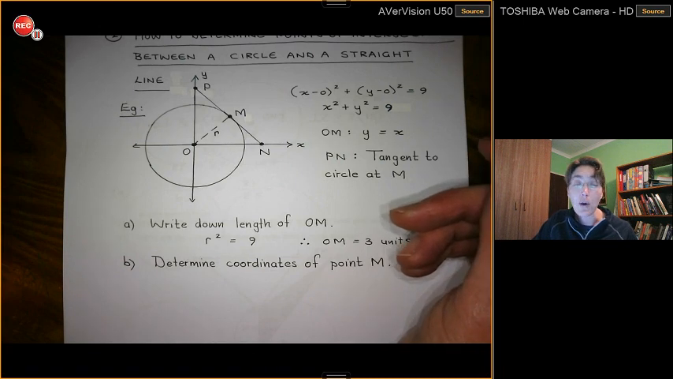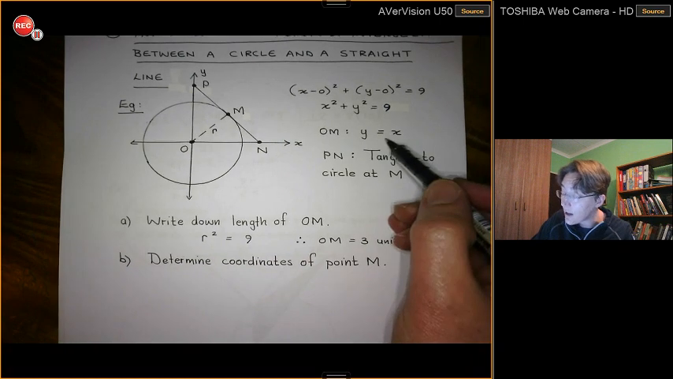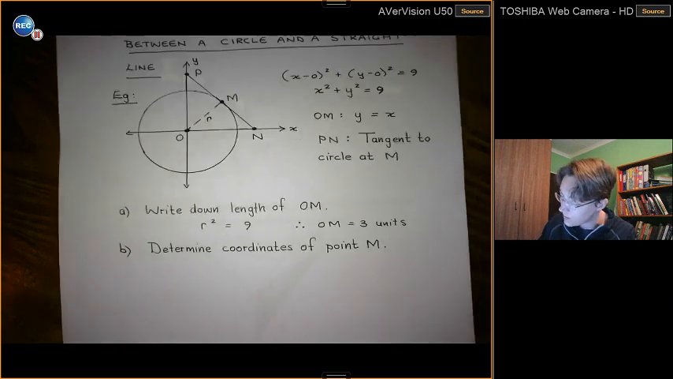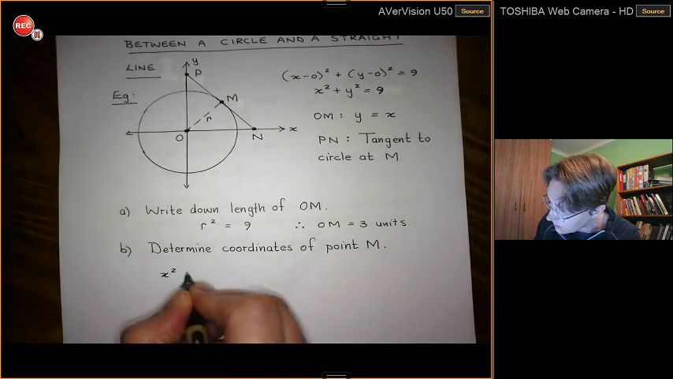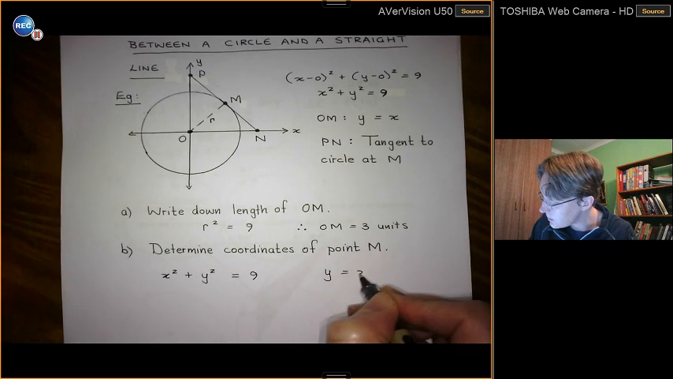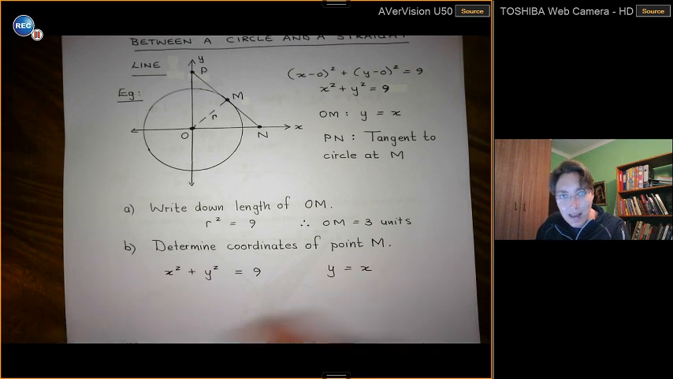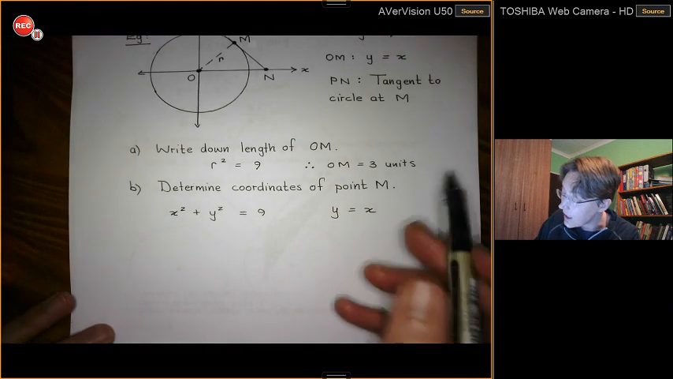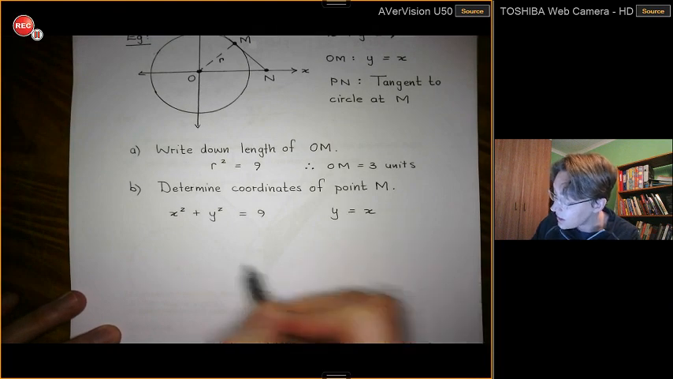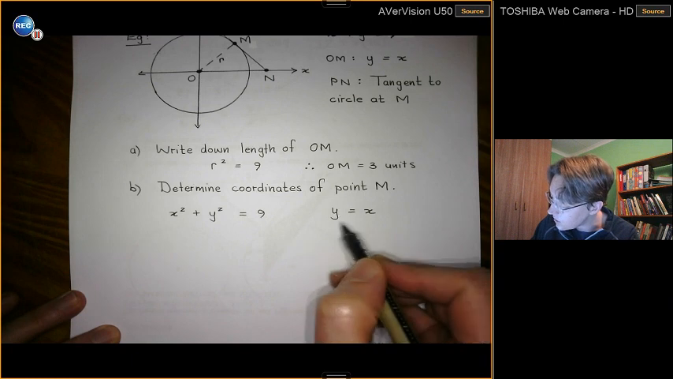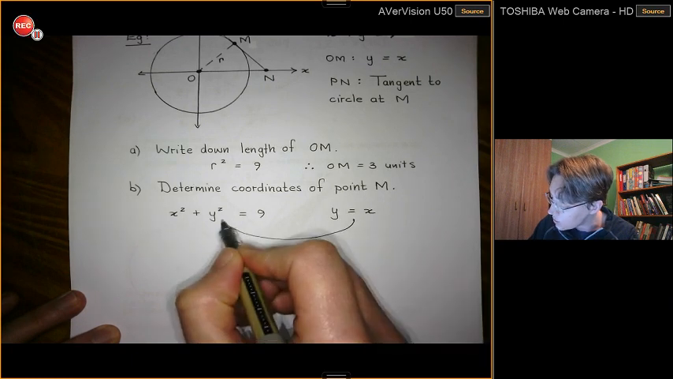I have to now solve the equation of the line, in this case y is equal to x, and the equation of the circle simultaneously to find where the two cut each other. So I've got x squared plus y squared is equal to 9, and I've got y is equal to x. Now you can't just simply set them equal to each other. You have to use your grade 11 technique of solving the equations simultaneously, which means substitute that in there. So we're going to say, for instance, y is equal to x, which means I'm going to substitute this y is equal to x into y over there.